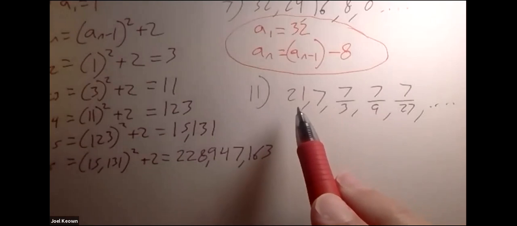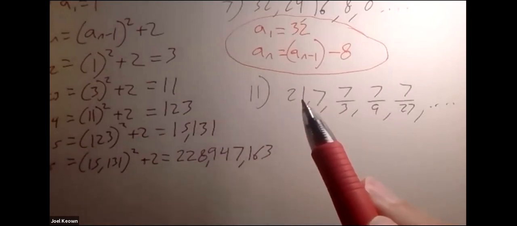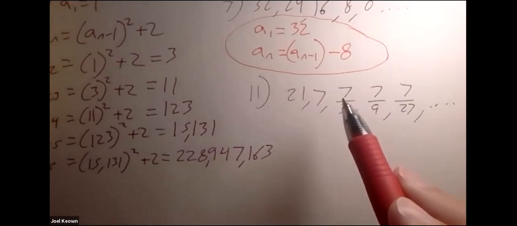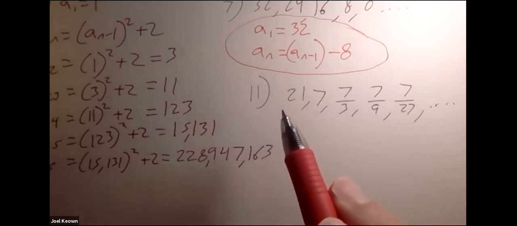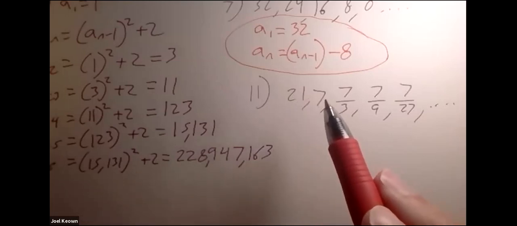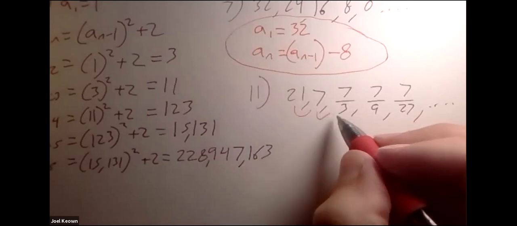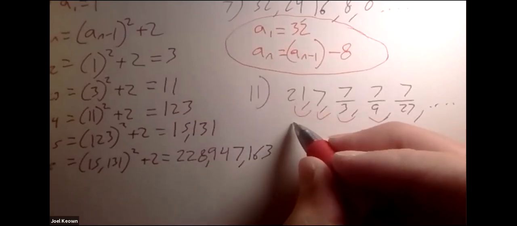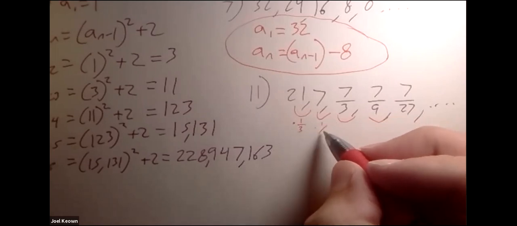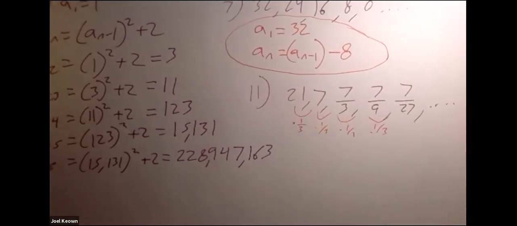What about 11? Well, I go from 21 to 7. So I could be tempted to think maybe I'm subtracting 14. But if I subtract 14 from 7, no way I'm getting there. So I'm getting fractions, so I'm clearly multiplying by a fraction. Well, 21 to 7, that's dividing by 3. And the only way I can divide by 3 and be multiplying is if I'm multiplying by 1/3. Okay? So I'm multiplying by 1/3 over and over again.